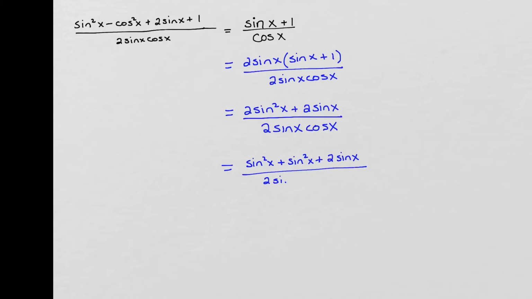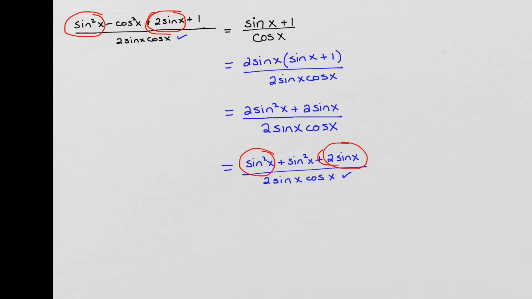And that's all over 2 sine x cosine x. Now, what have we got so far? I've got my denominator to be what I want it to be. And I have a sine squared x term here and a sine squared x term here. And I have a 2 sine x term here and a 2 sine x term here. I should say plus 2 sine x in both of those cases.